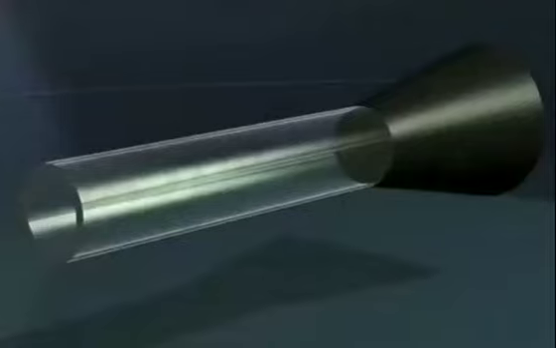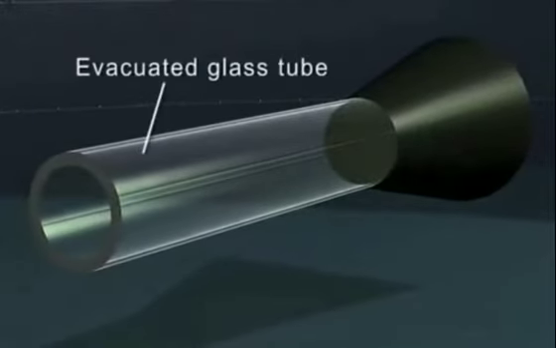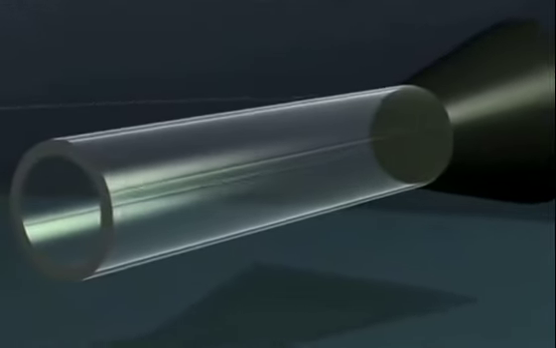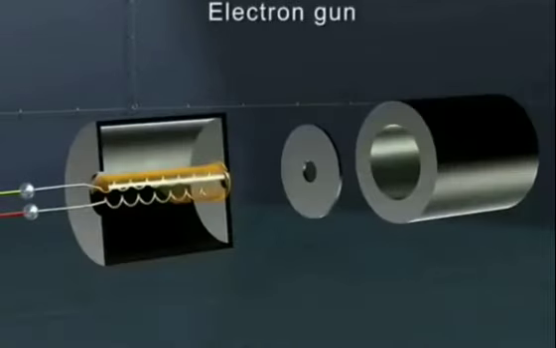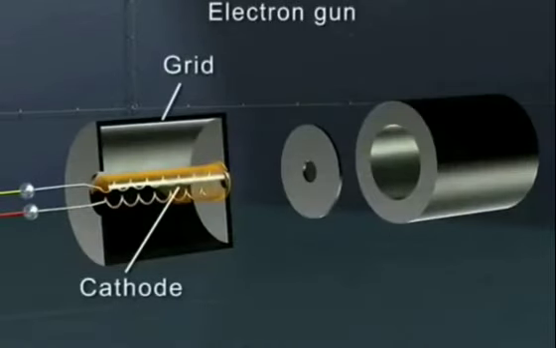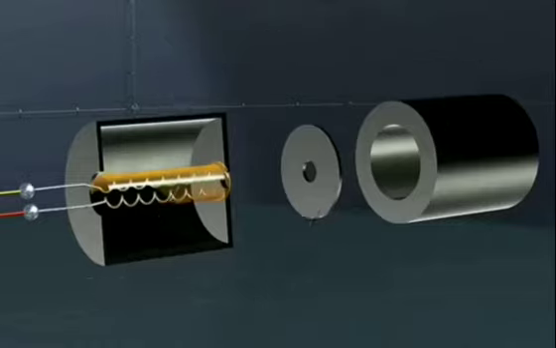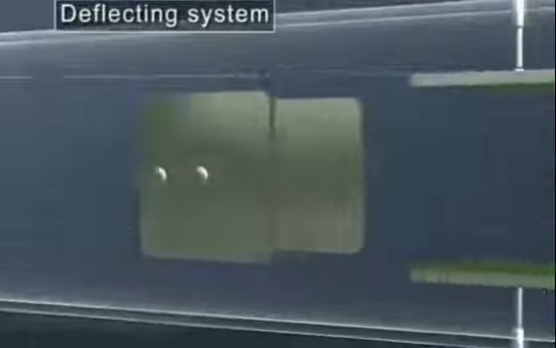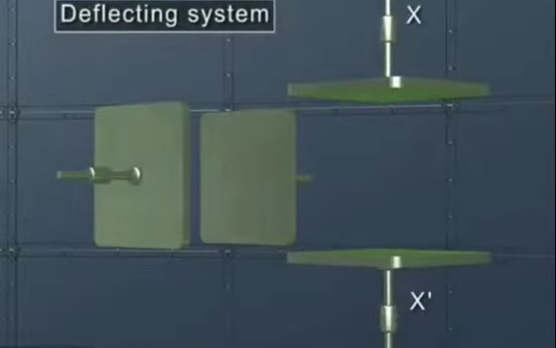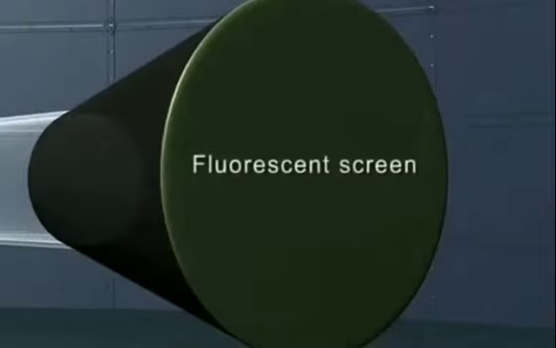Summary. The cathode ray tube consists of an evacuated glass tube, an electron gun, which further consists of the cathode, grid, accelerating anode A1 and focusing anode A2, a deflecting system, which consists of XX' plates and YY' plates, and a fluorescent screen.